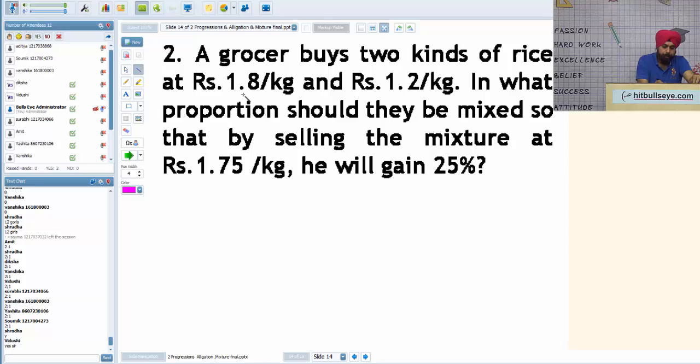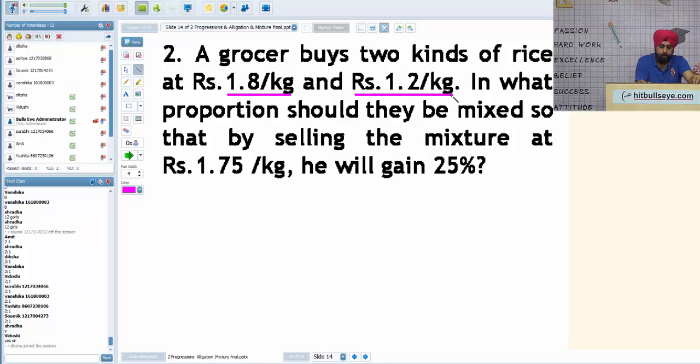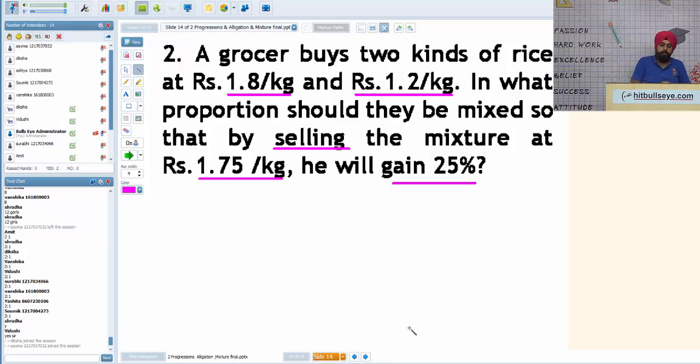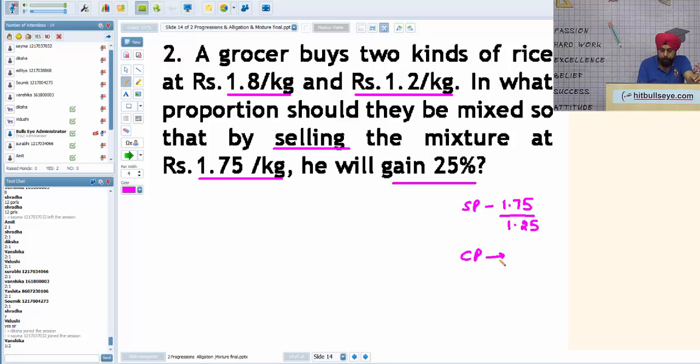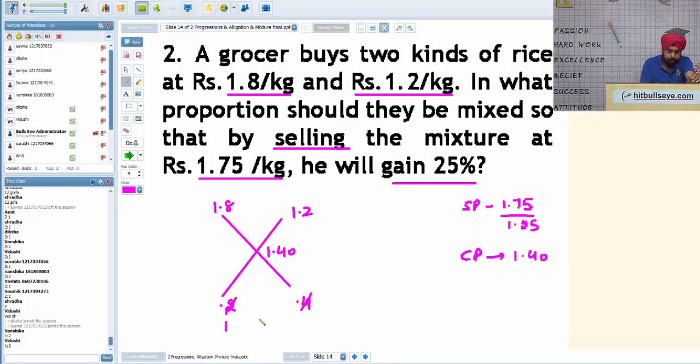Apply some mind here. You have been given the cost price, the selling price, and the gain percentage. I think you all can understand what I am trying to say. So answer this question. Because we have been given 2 cost prices, we have to find the third cost price as well. So apply the principle of SP, CP: SP is 1.75 and there is a gain of 25%. So from that you will calculate the CP to be 1.40. Right? Now applying the alligation, one rate is 1.8, another is 1.2, and the average rate is 1.40. So 0.2, 0.4, ratio is 1:2.